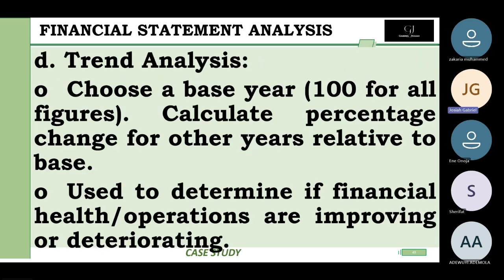We also have the trend analysis, which is very important and is an analytical skill for you to be able to understand trends over the years, whether upward or downward. So you choose a base year, for example, 100 for all figures, and calculate the percentage change for other years relative to the base. So trend analysis shows changes between, let's say, 2021 and 2022 in the form of percentage, to see the trend of how the company is going up or down, and is used to determine if financial health and operations are improving, that is up, or deteriorating, down over time.